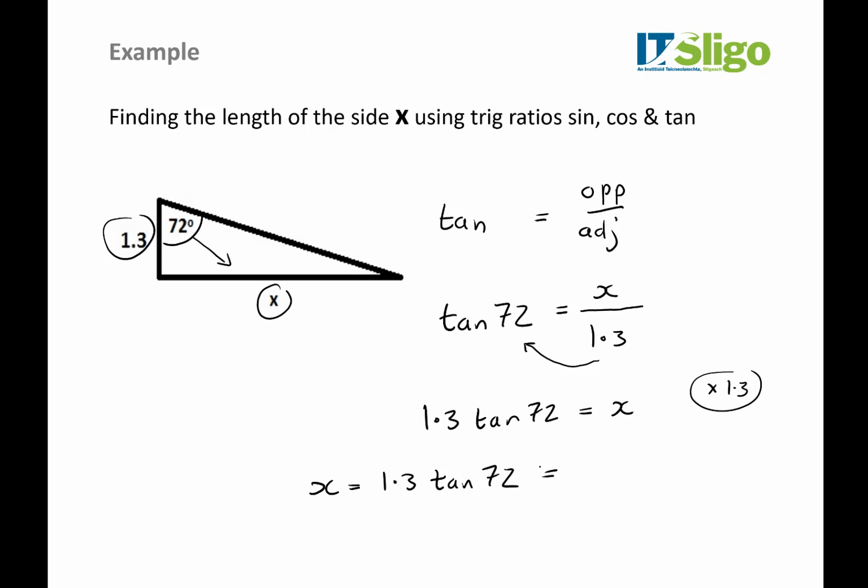Go to one decimal place, I think is what I'll usually be looking for in these questions. And now you just get your calculator, look for the word tan. You don't have to say multiplied by tan or anything, you just say 1.3 tan 72. Hit equals, and we get x is equal to 4. So that's the length of that side there.